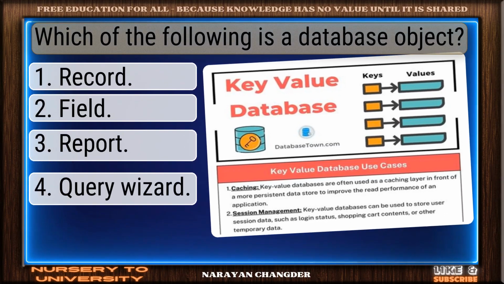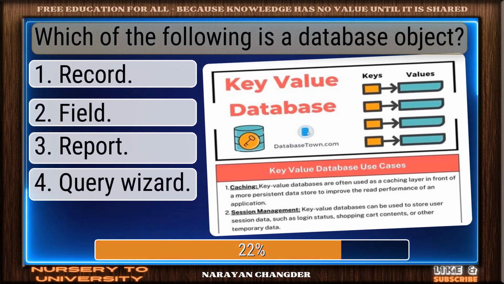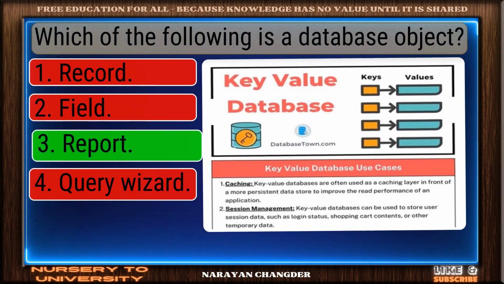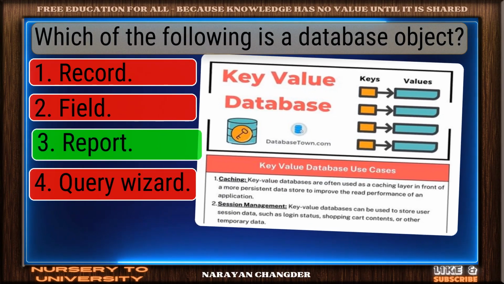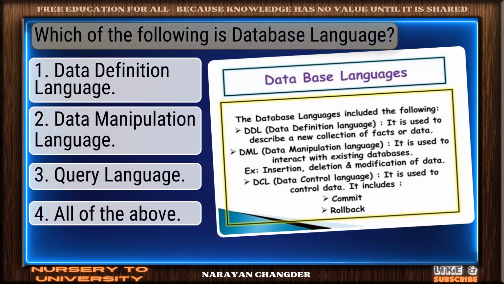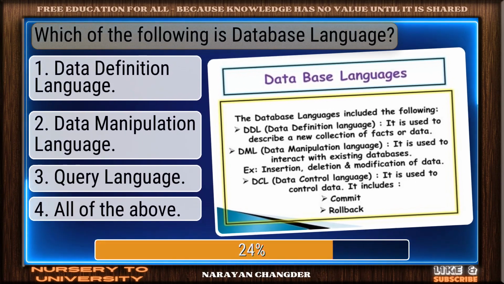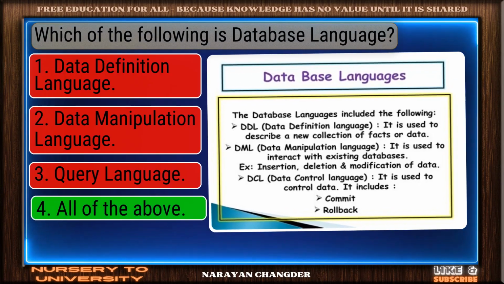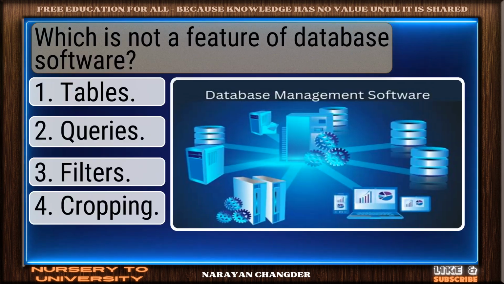Question number 9. Which of the following is a database object? Clear logic. Your choice report is sound and 100% true. Question number 10. Which of the following is database language? Valid point. All of the above is true.